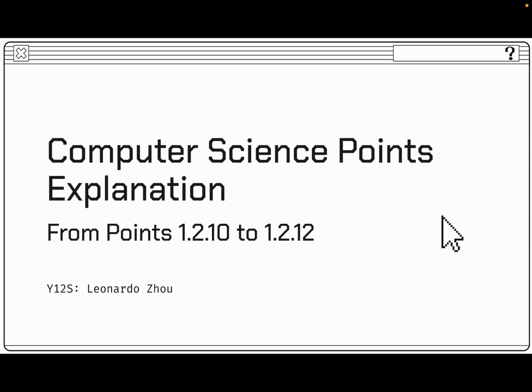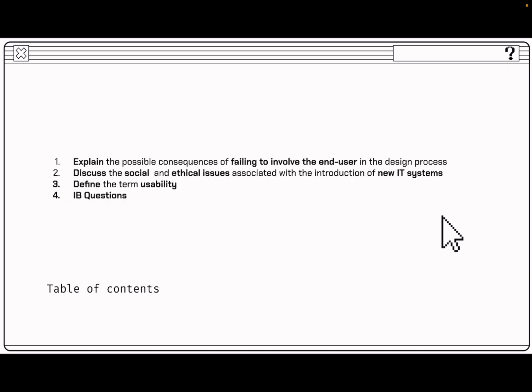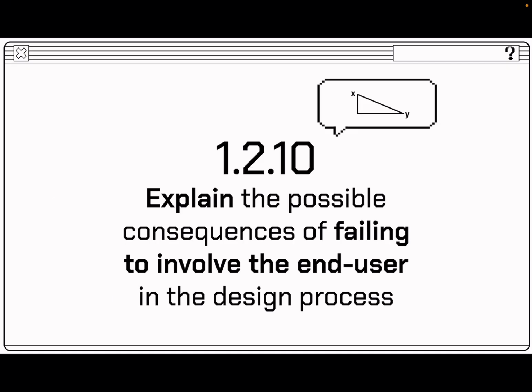Computer Science Points Explanation from points 1.2.10 to 1.2.12. This is the table of contents that we will go through. First of all, we will be explaining the possible consequences of failing to involve the end user in the design process. Then we will move on to discussing the social and ethical issues associated with the introduction of new IT systems. Then we will move on to defining the term usability, and lastly, we will be focusing on some IB style questions of the related topics.